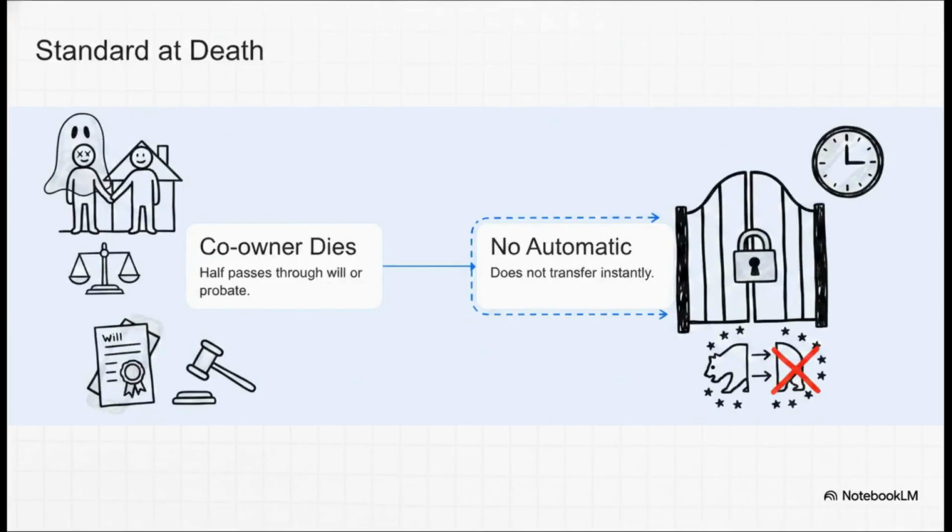Let's walk through the standard process. Step 1. A co-owner passes away. Step 2, without specific survivorship language on the deed, the deceased partner's half goes into the legal probate court process or follows their specific estate planning documents, like a will or trust. It does not transfer instantly to the surviving partner.